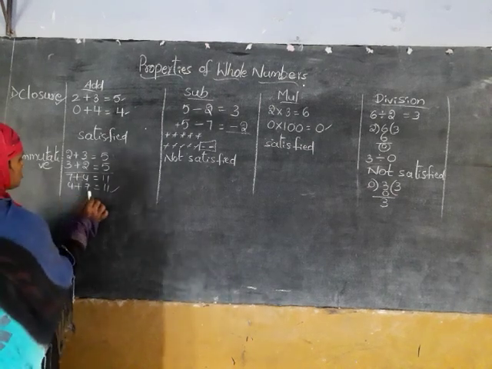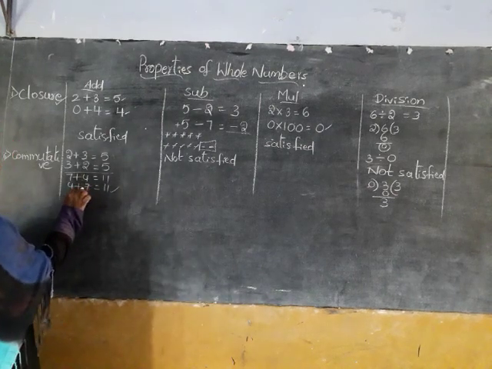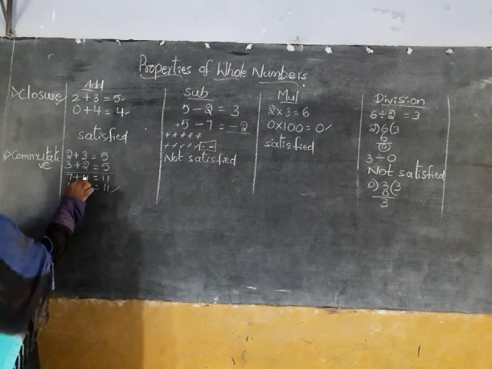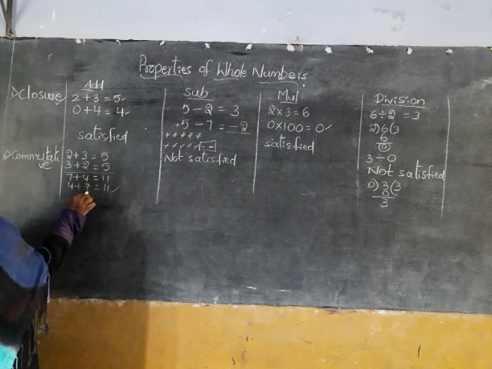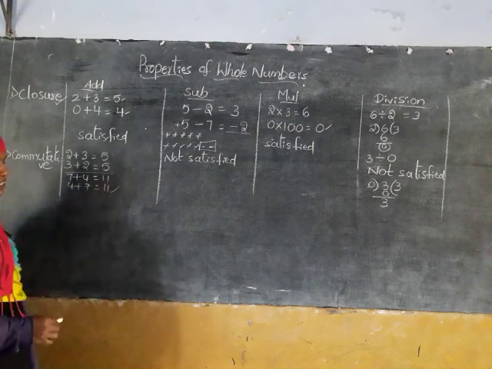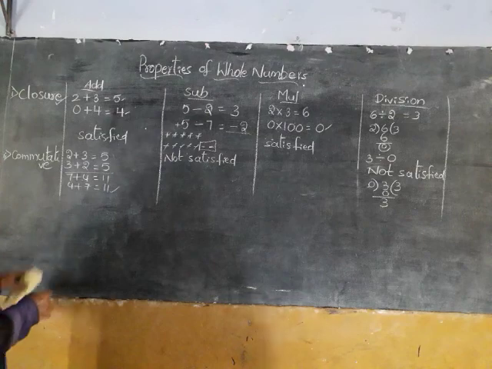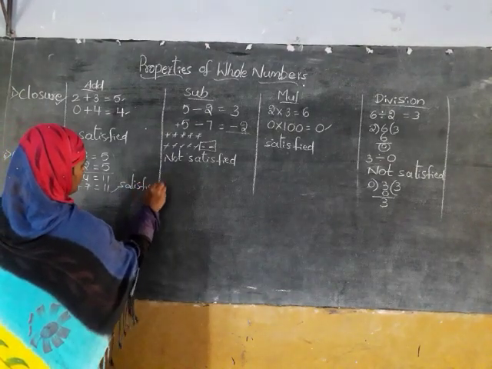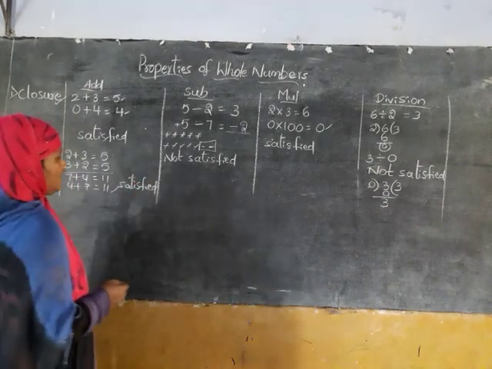What property holds here? Whether you interchange the numbers, in the place of 7 you take 4, in the place of 4 you take 7, the answer should be the same. This property is called commutative property. It is satisfied under addition. Commutative property is satisfied under addition.